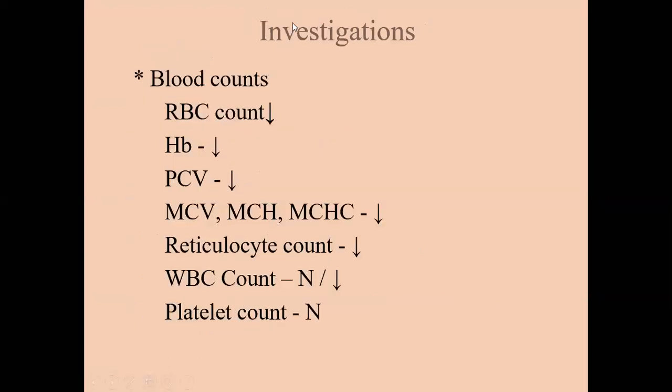Next, we have to investigate the patient. So, what are the investigations you do? RBC indices. So, RBC count will be reduced, hemoglobin is reduced, PCV reduced, MCV, MCH, MCHC all reduced, reticulocyte count is reduced, and WBC and platelets are normal. Here you have to remember, in iron deficiency anemia, RBC count is always low.